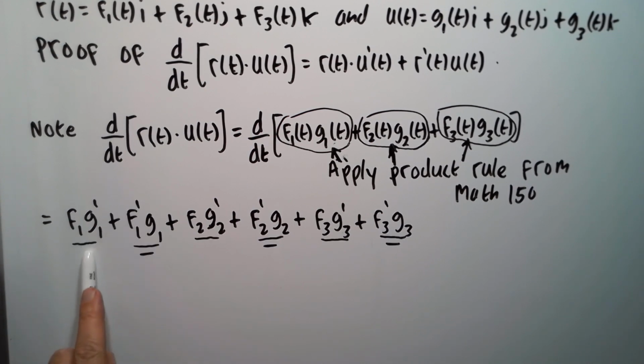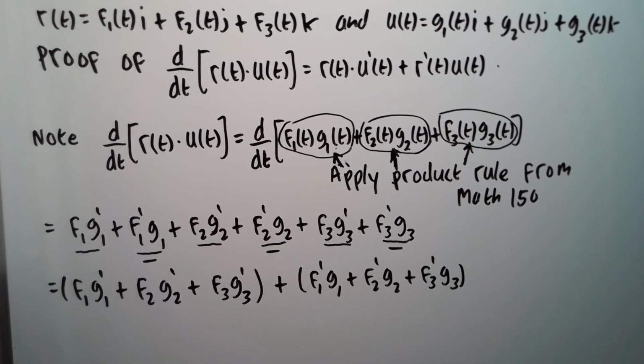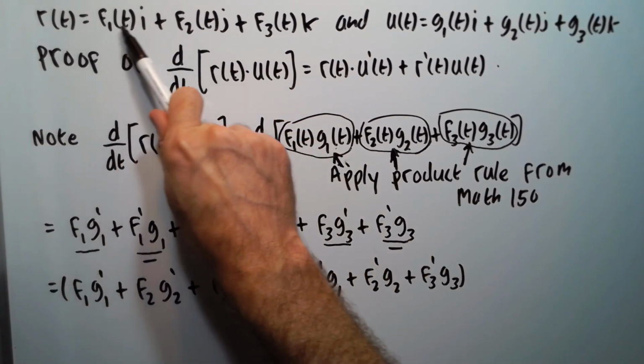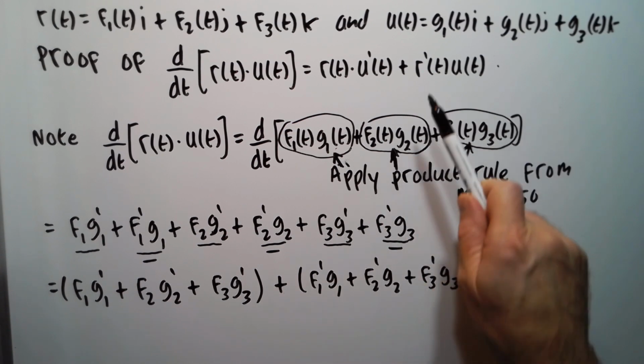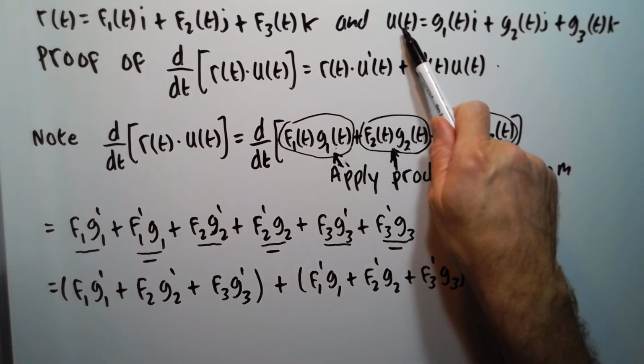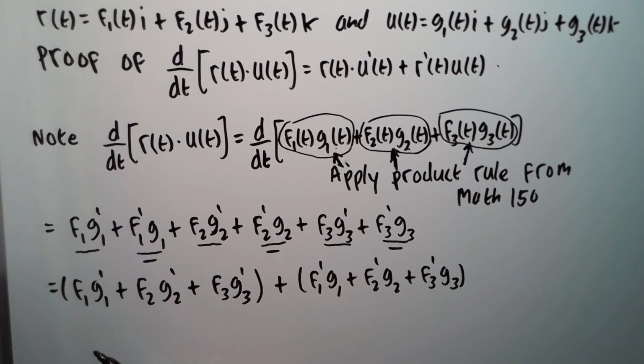Okay, so I've underlined these first three guys here. I want to put those beside each other, and the double underlined ones I want to put beside each other also. So let me write the result on here. So we get this then. So we have f1, f2, f3. That's going to be my r up here. Then I have g1 prime, g2 prime, g3 prime. That's going to be my u prime here. So let me write what this equals in here.